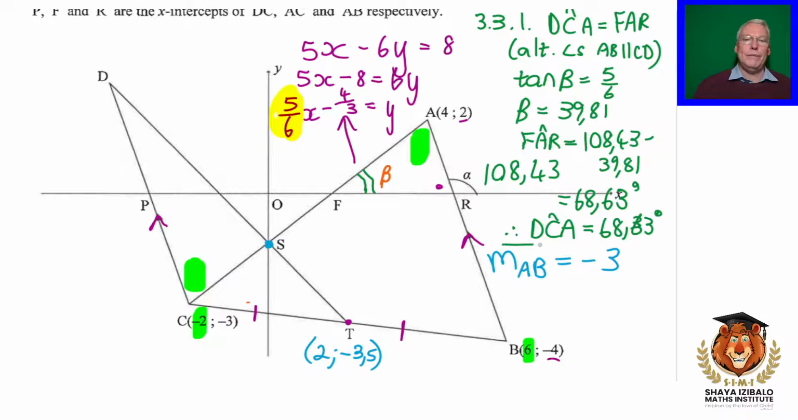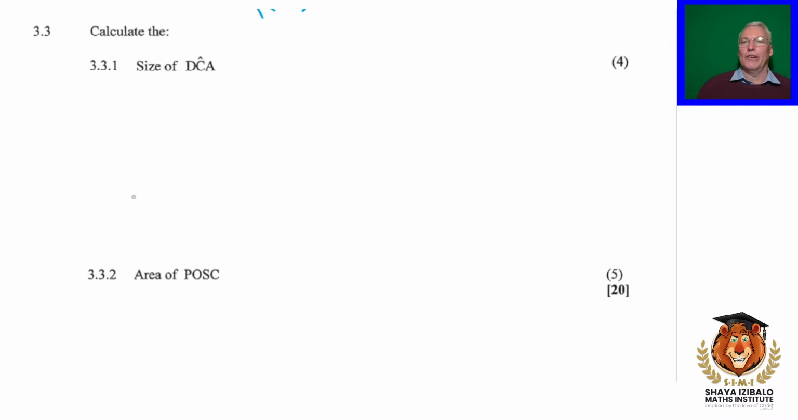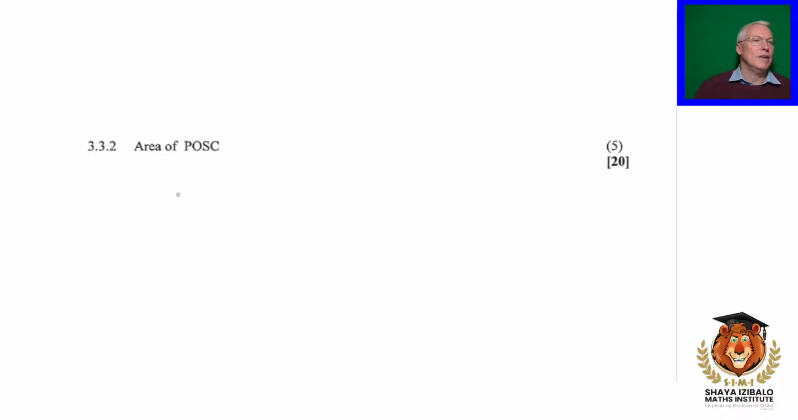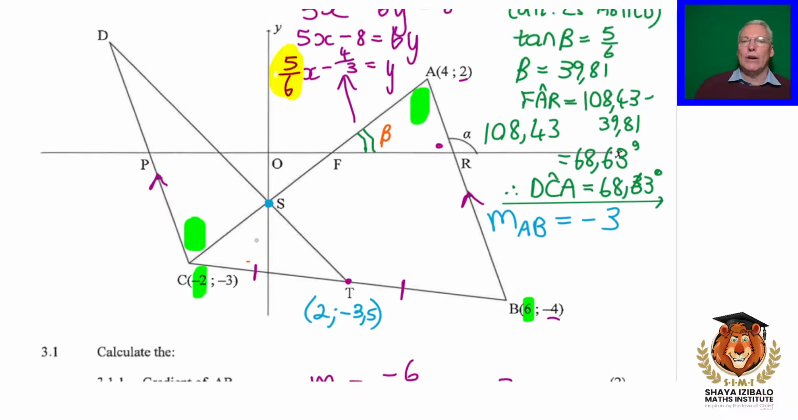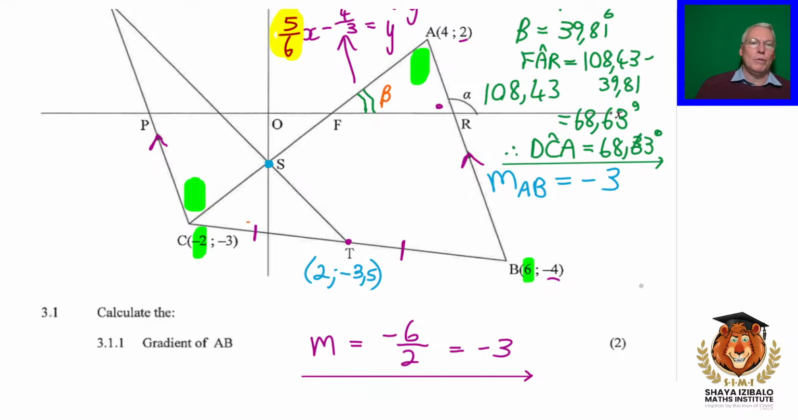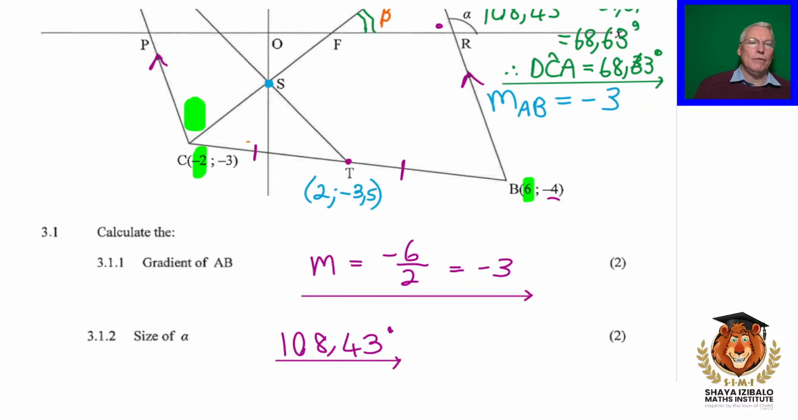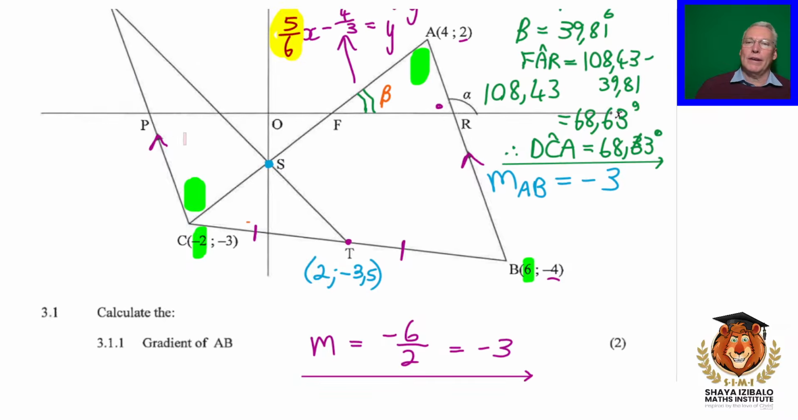Okay, right, now the last question, and it's lucky it's the last one because it's getting a little bit messy, the area of POSC. So what we're looking for now is the area of this rather odd looking shape here, this pink shape.